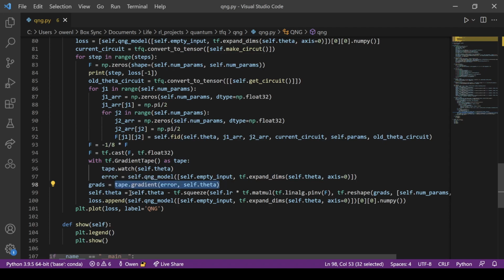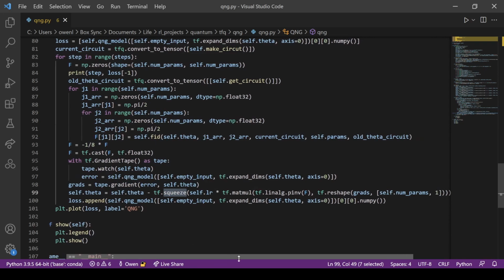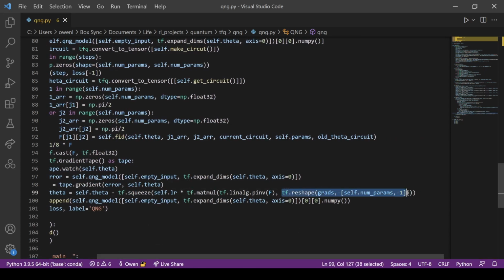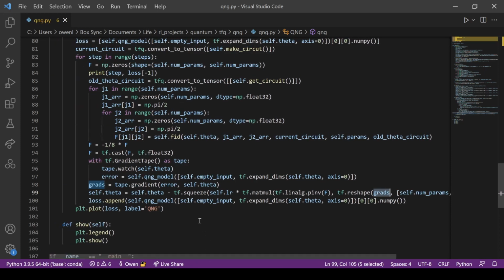Now we're going to update the parameters by saying, okay, once again, this is just to handle dimensionality, so everything multiplies correctly. All we're saying is take the learning rate, multiply it by the pseudo inverse of the Fisher information matrix and the gradient. So we're doing matrix multiplication there. And then append a loss and plot this loss.